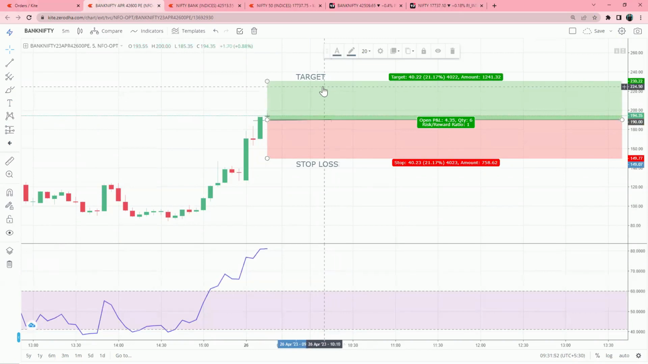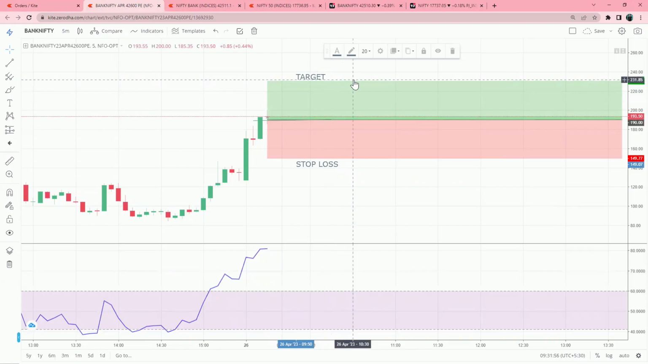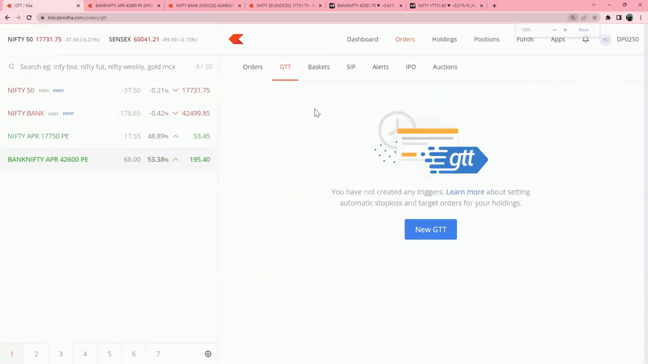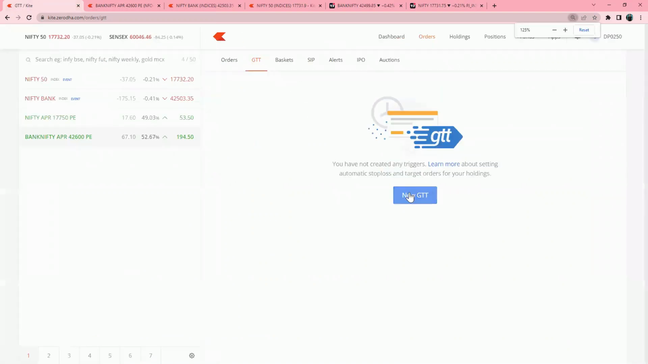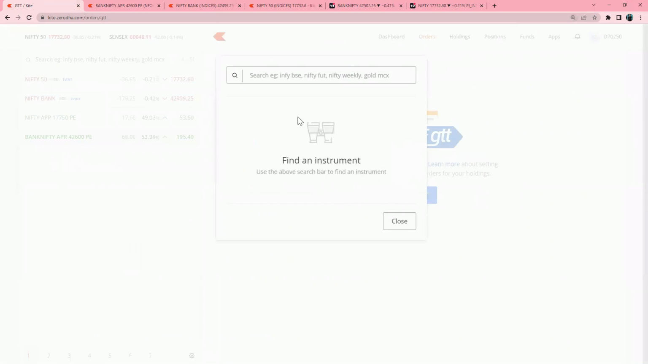So this is where I've taken a trade already, and I'm looking for this target. Now I want to place one order where I can keep both the target and stop loss. That is where the GTT order comes into play. Right now we are making this much profit. Let me go to the order book. See, this is the one executed order which is already there. I am placing a GTT. Go to GTT order here, create a new GTT. What is the trade we have taken here? 42,600.